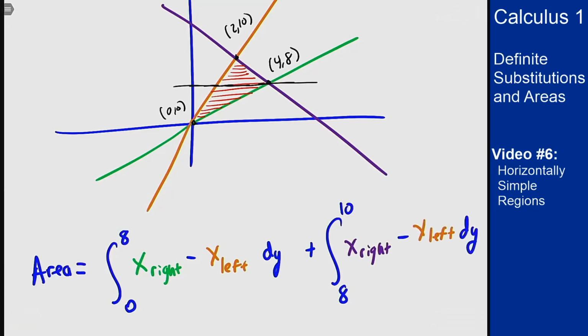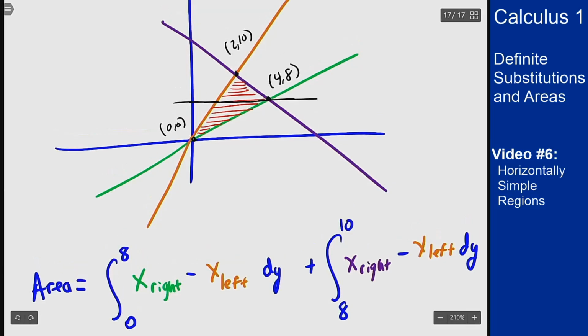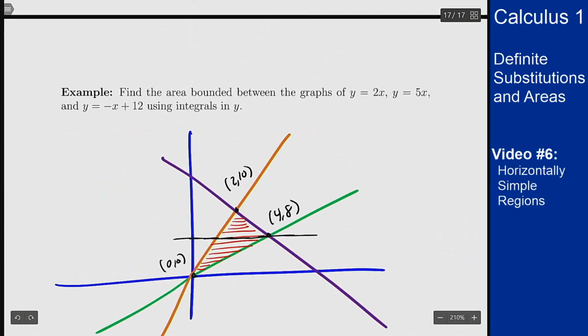Now, to figure all of these out, when I have to plug in, I need to solve out for x in terms of y in each of these functions. So let's go back up and do that. For the purple here, I can solve out for x by adding x and subtracting y from both sides. So x is 12 minus y. For the green, I get that x is y over 2. And then for the orange, I get that x equals y over 5.